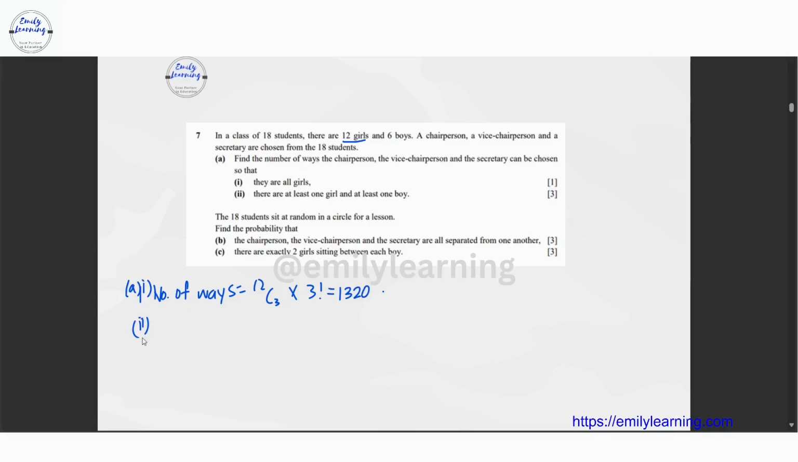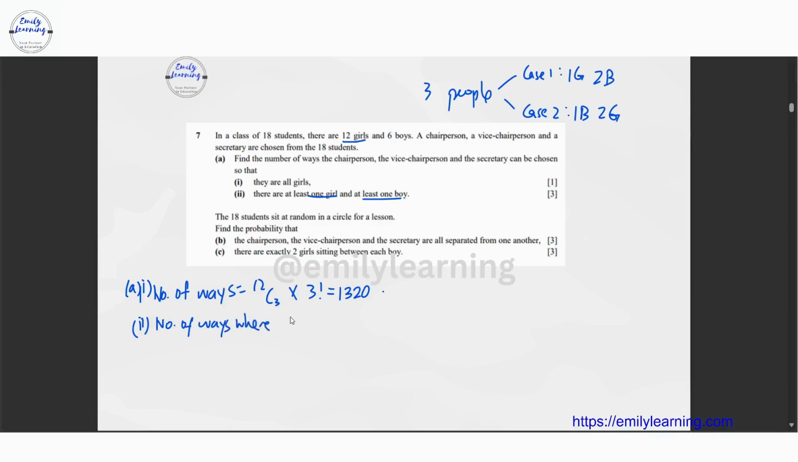Moving on to part 2, there is at least 1 girl and at least 1 boy. So you are going to choose 3 people for these 3 positions, and you need at least 1 girl and at least 1 boy. If there are 3 people and you need at least 1 girl and 1 boy, there are only 2 cases. Case 1, you have 1 girl and 2 boys. And case 2, you have 1 boy and 2 girls.